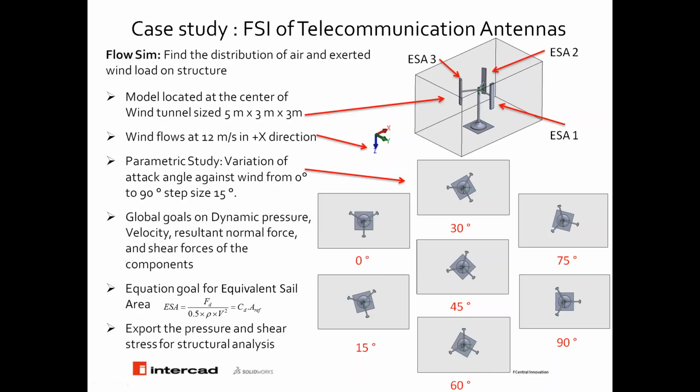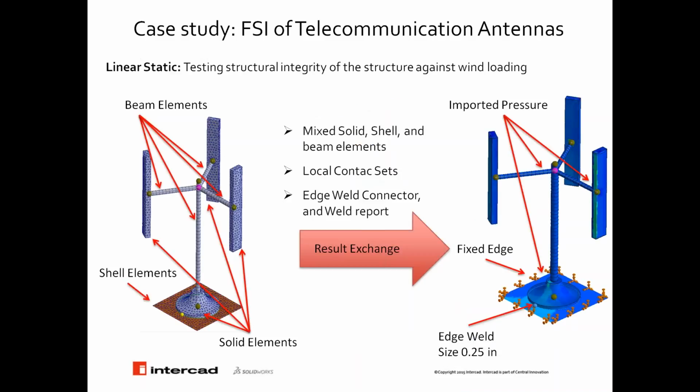So there are some global parameters we will follow, and there is one specific parameter we would like to look at the result on. We are going to define both of these, and since we have completed our result on the fluid side, we will learn how we can export the pressure and shear on the structure to a new FEA study. After that, we are going to look at the structure.